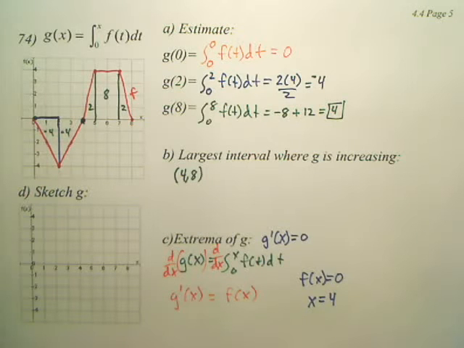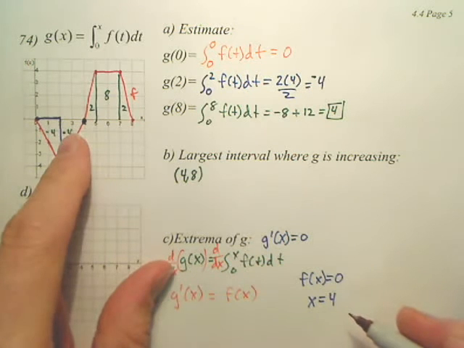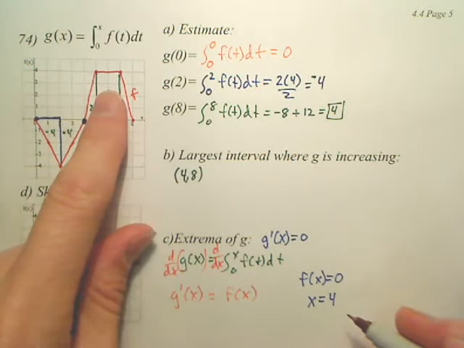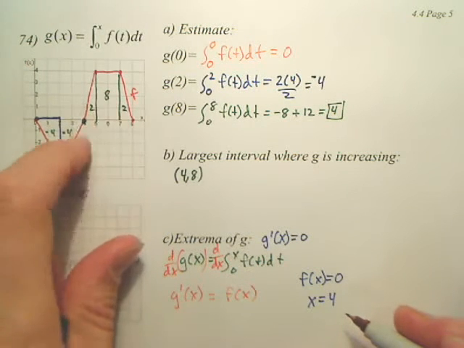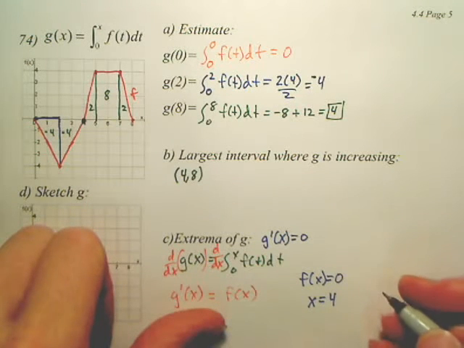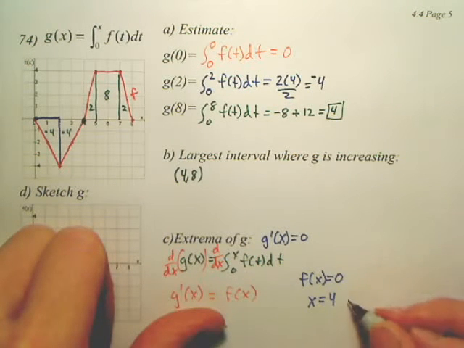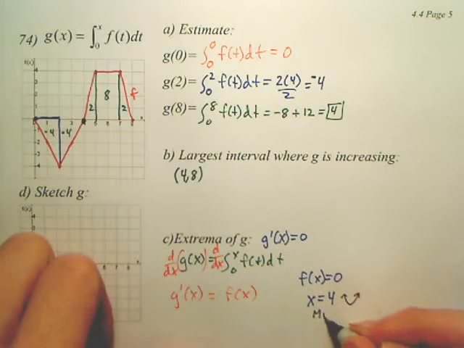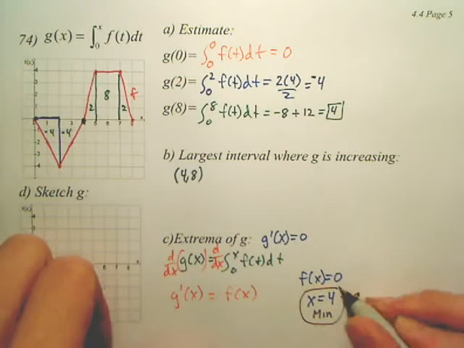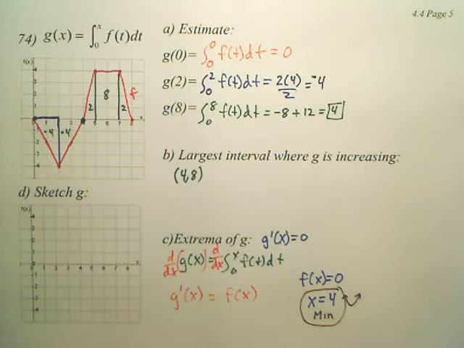And by the way, is it a max or min? Well, aren't these negative to positives? So if it's going from negative to positive, isn't it a min? At x equals 4, you're going to have a minimum.